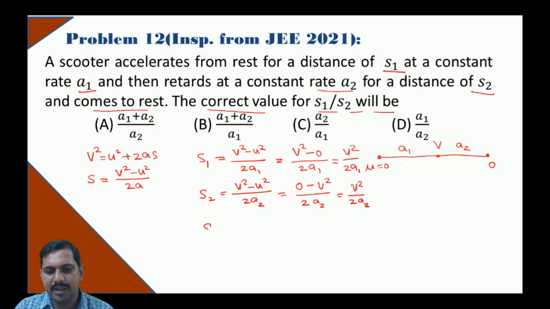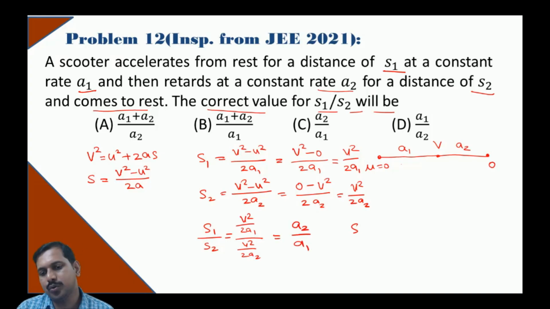So if I say s1 by s2, it will be nothing but equal to v square by 2a1 divided by v square divided by 2a2, and this would come to a2 by a1. So s1 by s2 would be equal to a2 by a1. So more distance will be traveled if the retardation is less, okay, which is very intuitive.